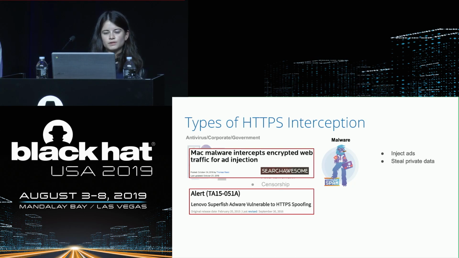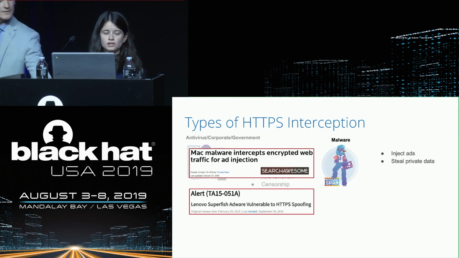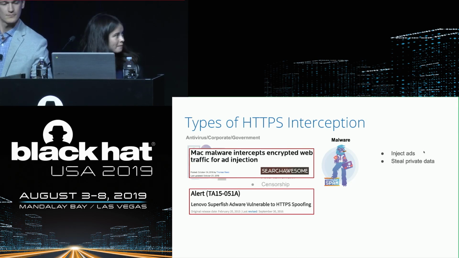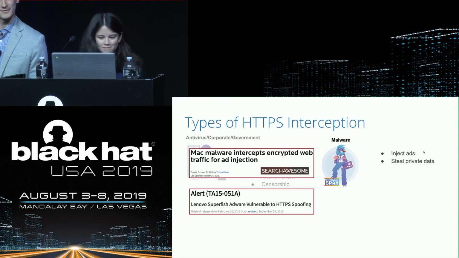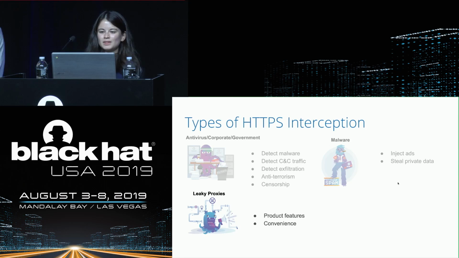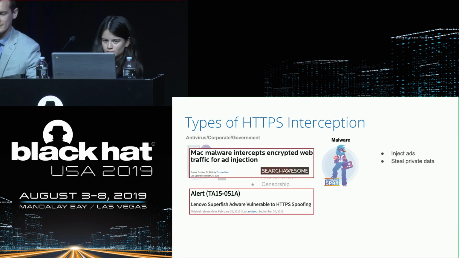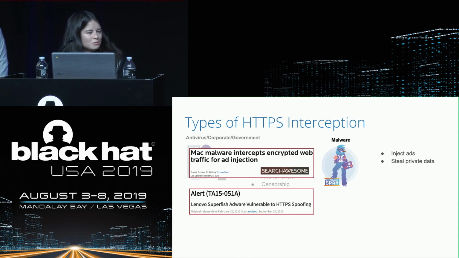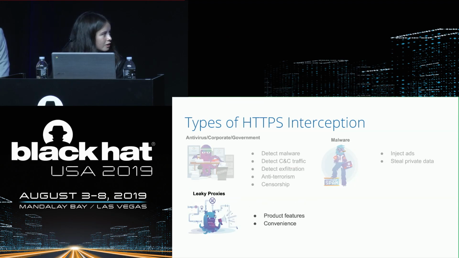A third class of interceptors are poorly implemented and often unnecessary proxies that increase a connection's attack surface. Oops. Did that work? Let's try that. There we go. So an example of this I find really, oops. This is what happens when you have AV troubles right before you give a talk, but it will be fine. Cool.